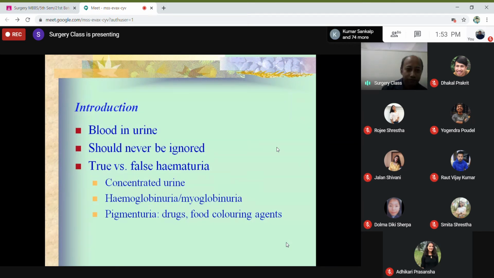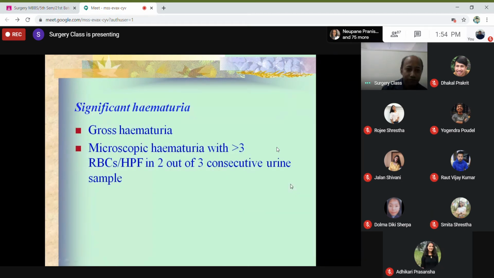So whenever you get a patient with hematuria, take a history of whether they are taking some drugs, food or coloring agents, whether they have conditions which can lead to hemoglobinuria or myoglobinuria, and whether they are severely dehydrated, passing concentrated urine. You can also examine a sample: ask the patient to go to the washroom, pass urine in a transparent bottle and bring it back. You can then see whether this is just concentrated urine or really blood in the urine. These are the things which can mimic hematuria, and you have to rule them out before you evaluate the patient.